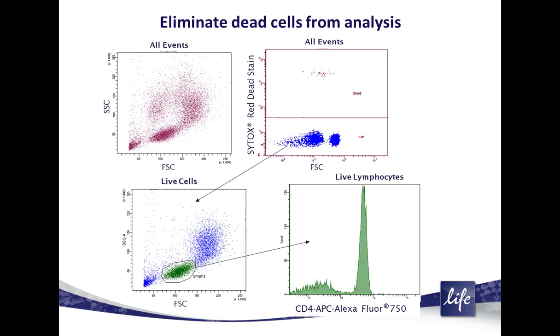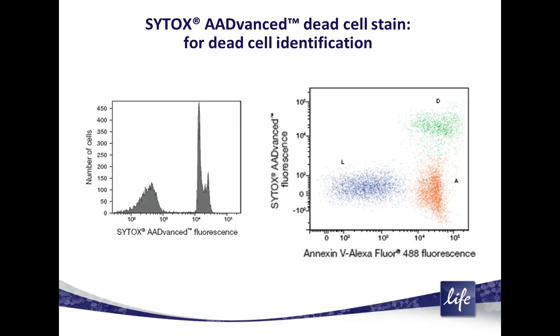The upper right plot shows Cytox versus forward scatter to identify dead cells and place a region around the live cells for gating. The lower left plot is then gated on the live cells only, and if you do a comparison between the upper left and lower left plots, you can see where the dead cells were. And then finally, based on the live lymphocyte gates, the CD4 measurement is made.